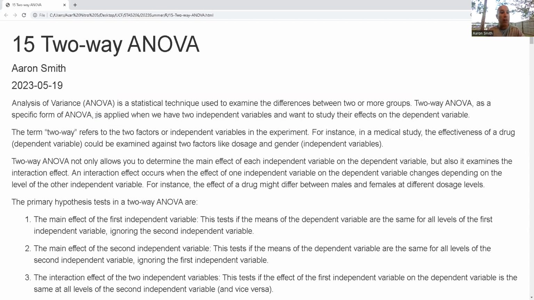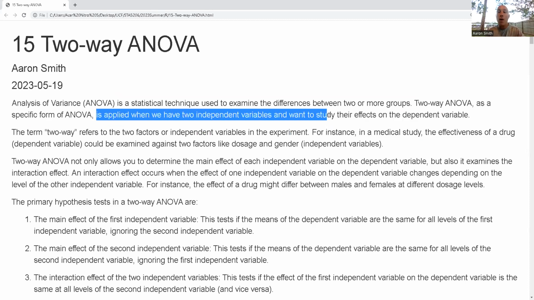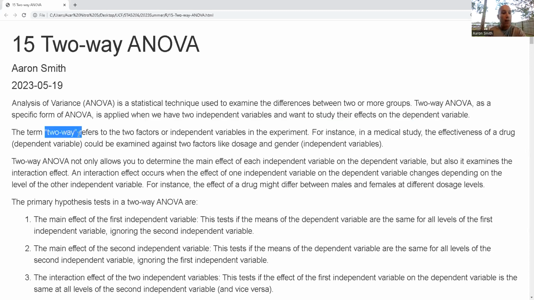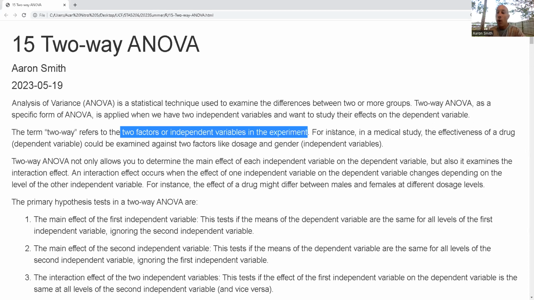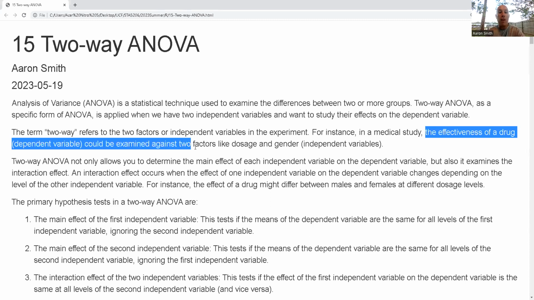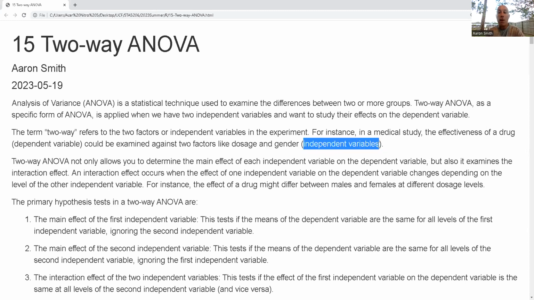as a specific form of ANOVA, is applied when we have two independent variables that we want to study their effects on the dependent variable. So we have one dependent variable as numeric and two independent categorical variables for the analysis. And we're interested in the average of the numeric variable. In terms of two-way, this refers to the two factors or independent variables in the experiments. For instance, in a medical study, the effectiveness of a drug, the dependent variable, could be examined against two factors like dosage and gender, where dosage and gender are our independent variables.